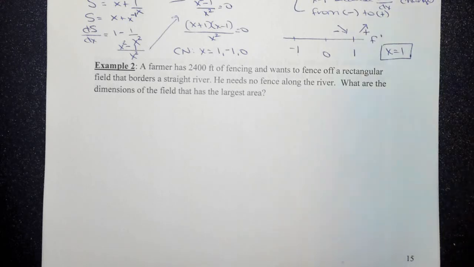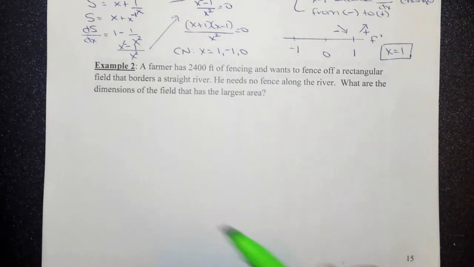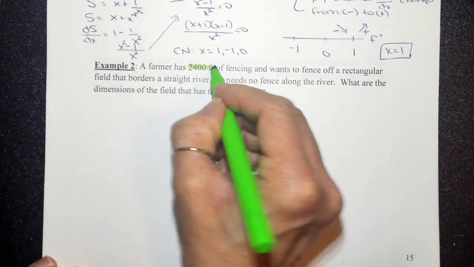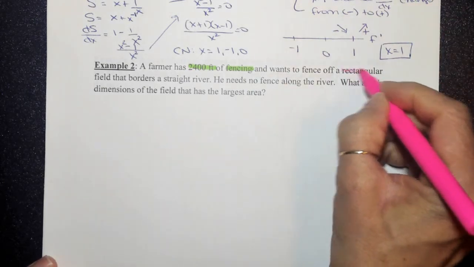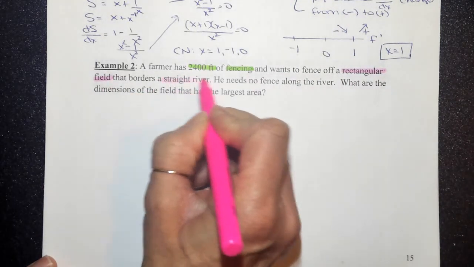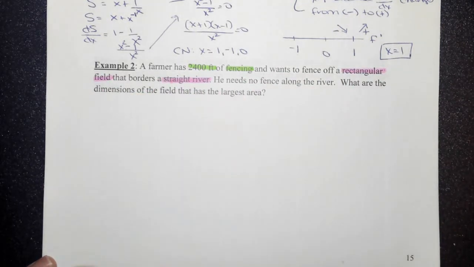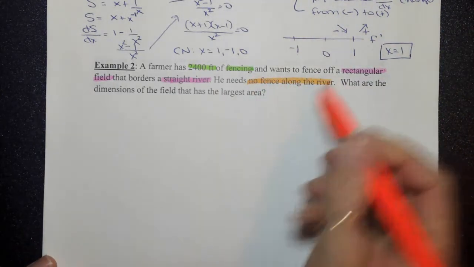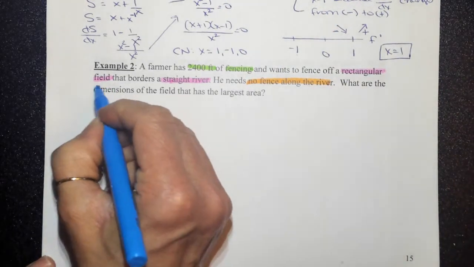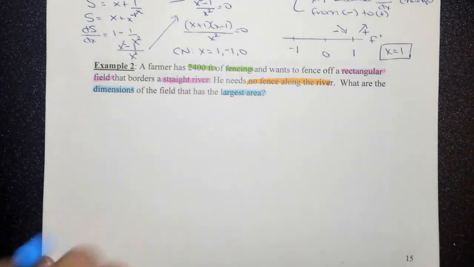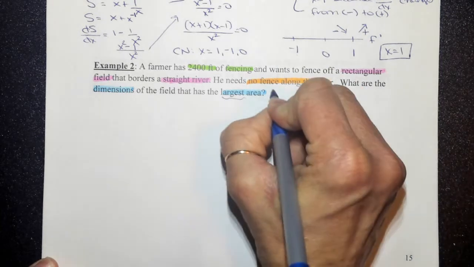So what are the dimensions of the field that has the largest area? Excuse me. So let's highlight some important information here. So we have a farmer that has 2,400 feet of fencing, and he wants to fence off a rectangular field. So we know we're dealing with a rectangle, okay, that borders a straight river. So he does not need fencing along the river. So that really means he only needs 3 sides, okay, and we want to know the dimensions. So that's going to be length and width for the largest area. So I would ask you, is this a max or a min? Largest would indicate a maximum.